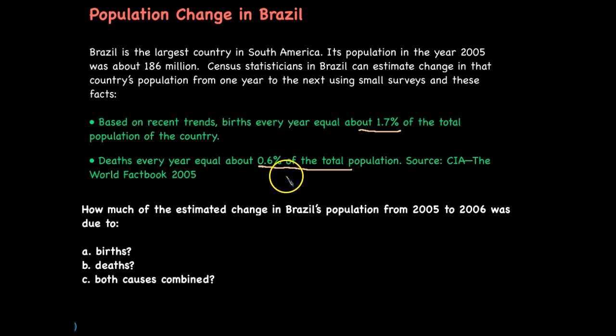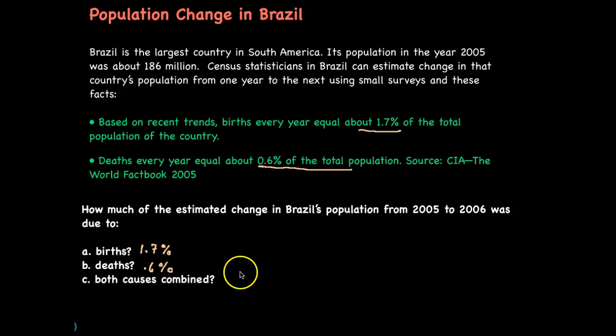If you said increasing, you would be correct because there are more births than there are deaths. So how much of the estimated change in Brazil's population from 2005 to 2006 was due to births? Well, due to births, that was 1.7%, we said. And how about due to deaths? Deaths was 0.6%, so not even 1%. How about if we combine both? Pause the video and see what you get.